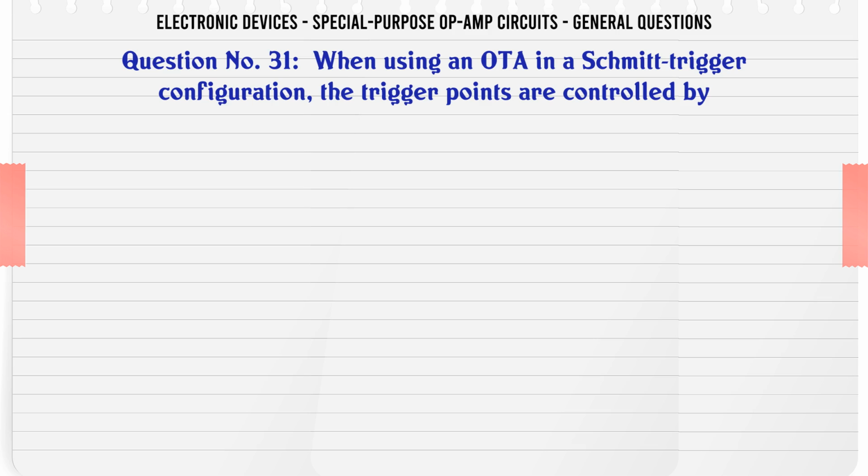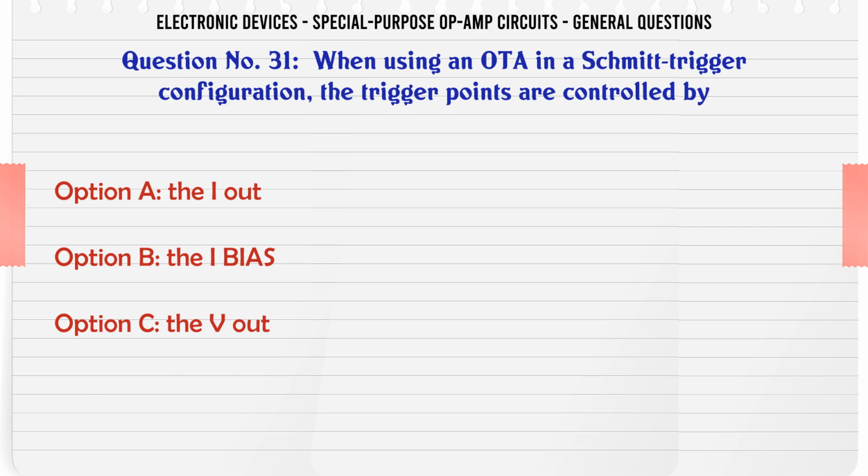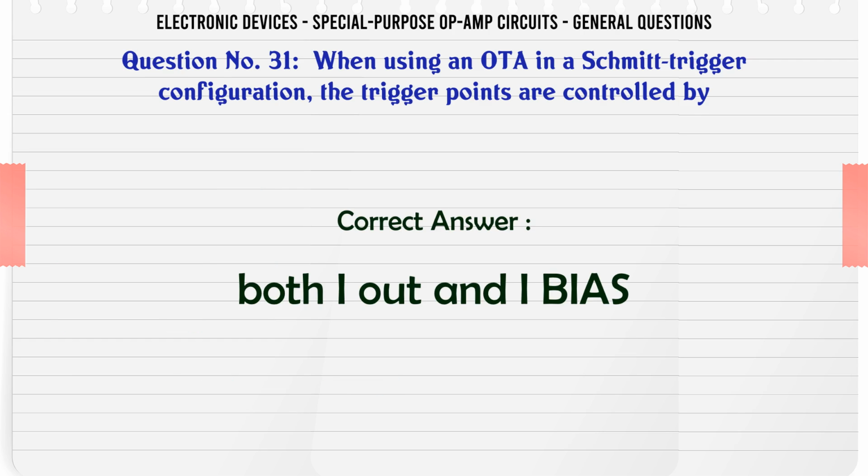When using an OTA in a Schmitt-trigger configuration, the trigger points are controlled by A. The I out, B. The I bias, C. The V out, D. Both I out and I bias. The correct answer is both I out and I bias.